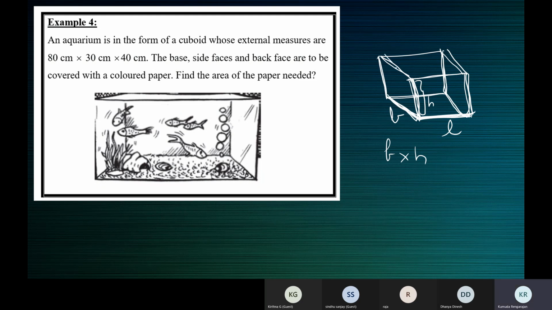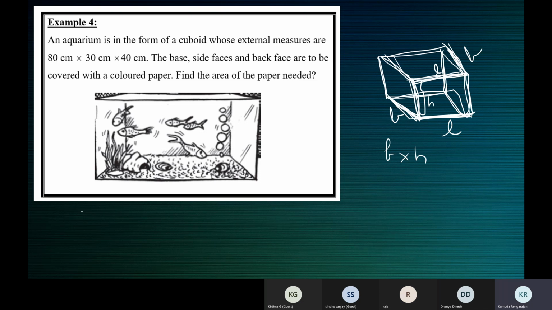The top face and the bottom face. This is the length and this is the breadth. The top and the bottom face are identical. L into B. The area of the top face is L into B. Bottom face is also L into B. Yes, ma'am. Now I can understand clearly.